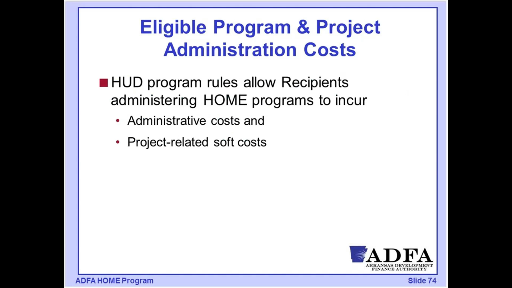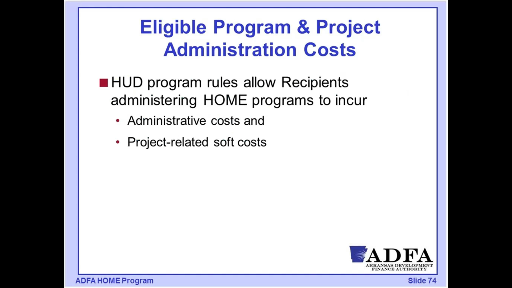So the HUD program itself allows recipients to cover their cost of administering the HOME program in several ways. Out of the overall allocation of HOME funds, 10% of those funds can be used by the PJ, which in this case is ADFA, to cover administrative costs, and that's covering costs for both ADFA and also for their subrecipients.